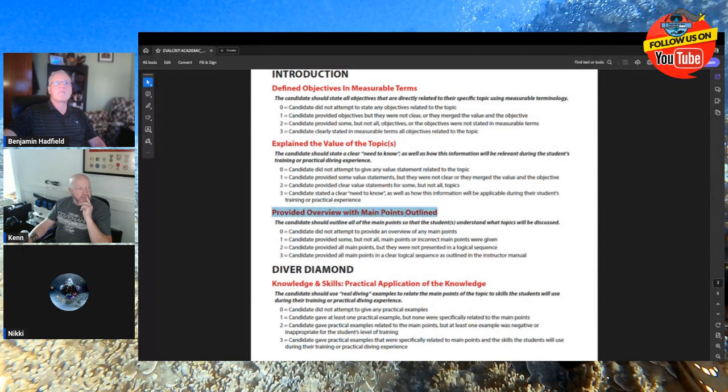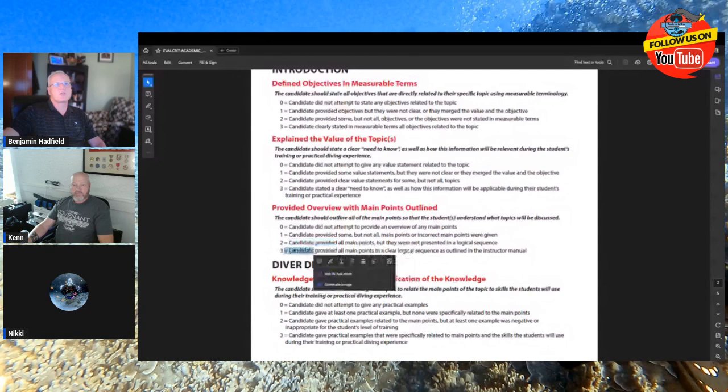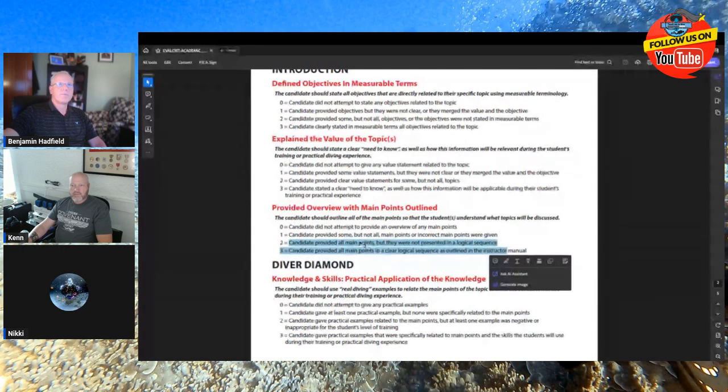Provided overview with main points outlined. Candidate provided all main points in a clear and logical sequence outlined in the instructor manual. That's what it did. And I focus on what it takes to get a 3. If she didn't do that, then we look at a 2. Or did the candidate provide all main points, but they were not presented in a logical sequence? How do you score that?